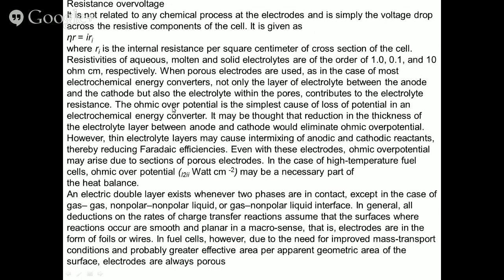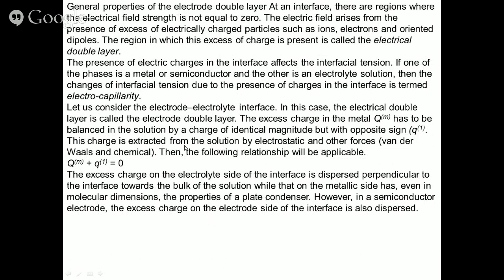Here we thought about the porous electrodes. In fuel cells, however, due to the need for improved mass transport conditions and probably greater effective area per apparent geometric area of the electrode, they are always porous. General properties of the electric double layer.